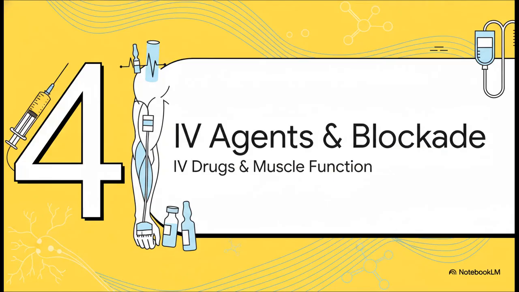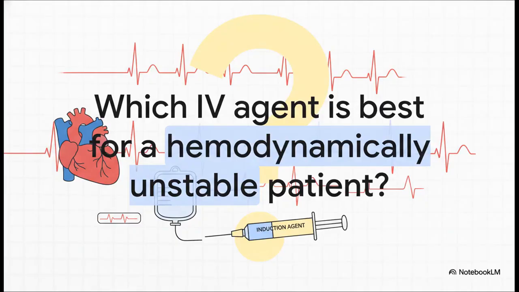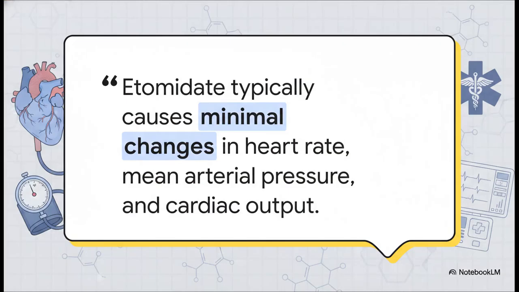Okay, let's switch gears again. We've talked gases, now let's get into our intravenous agents and the absolutely critical task of managing and monitoring neuromuscular blockade. So here's a scenario you will face all the time. You have to induce a patient with a really sick heart. They're fragile, hemodynamically unstable. What induction agent are you reaching for to keep their blood pressure and heart rate right where they need to be? The answer here is etomidate.